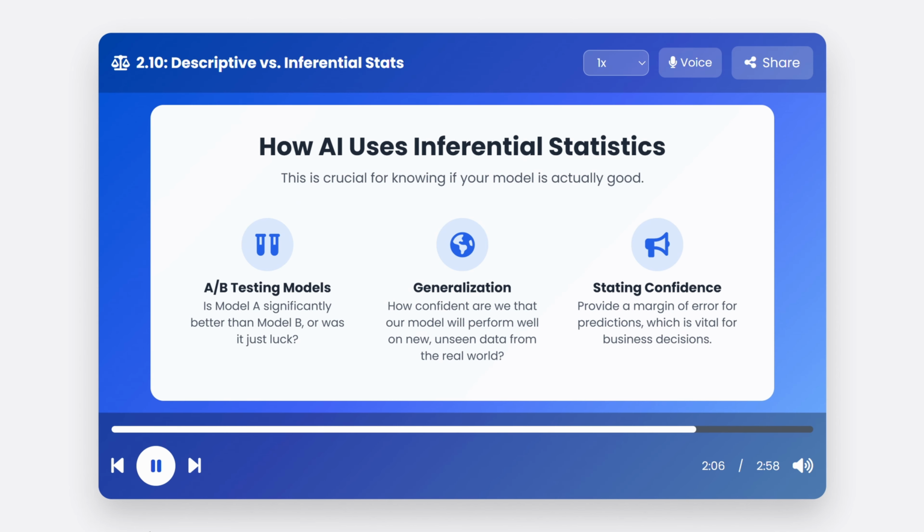And how do we use inferential statistics? This is vital for knowing if our work is actually meaningful. For example, if we build a new model that seems slightly better than an old one, we use inferential statistics to determine if that improvement is real or just a random fluke. It's how we know if our model will generalize and perform well on new data from the real world, not just the data we trained it on.